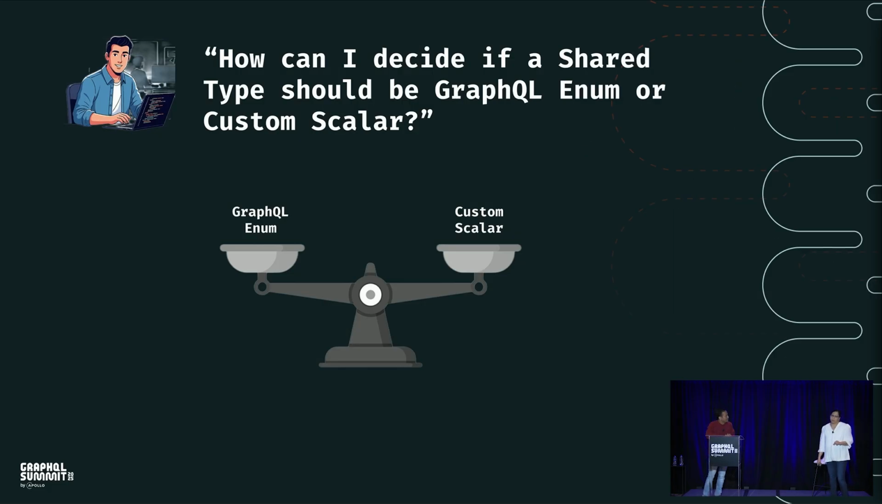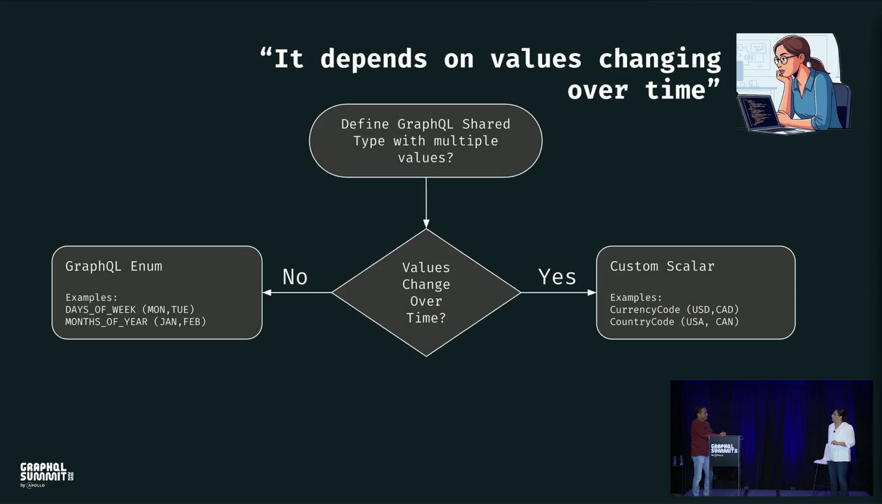Thanks, Nitya. So how do I decide what shared type should be a GraphQL enum versus a custom scalar? Yes, it's possible to decide when you're designing for it. It actually depends on the values of the enum. Say you want to define a GraphQL shared type which has multiple values. Now, the one thing that you need to think about is whether the values will change over time. If not, it is good to define it as a GraphQL enum.